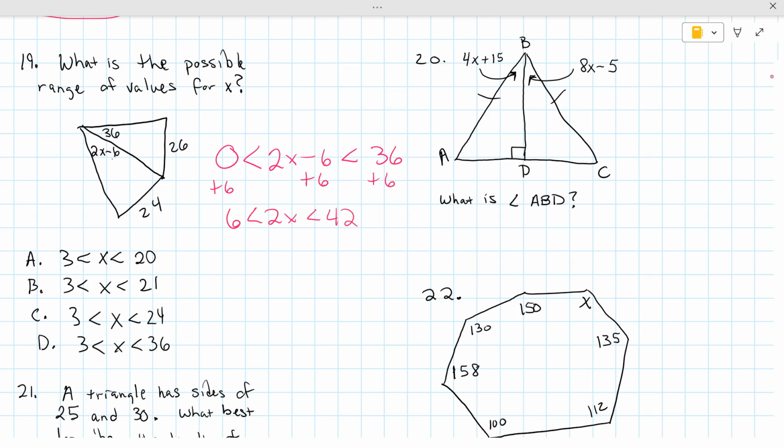And then whatever you do to the middle, you do to all three parts. So you divide by 2, divide by 2, divide by 2. So 3 is less than x, which is less than 21. Which is choice B.